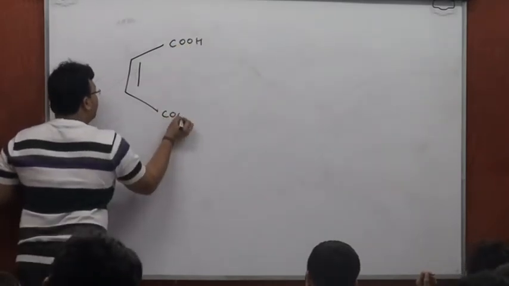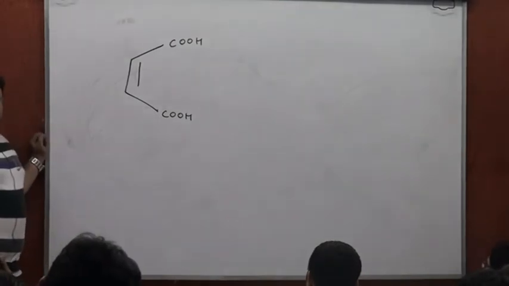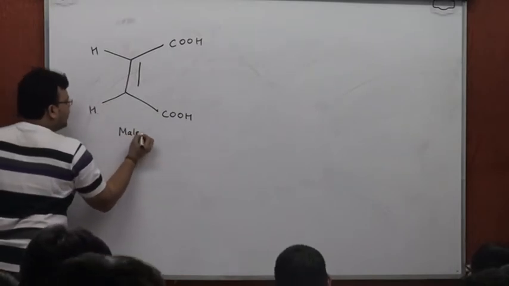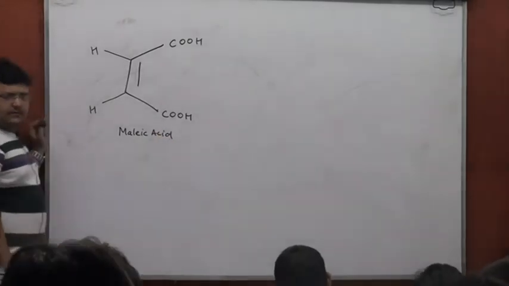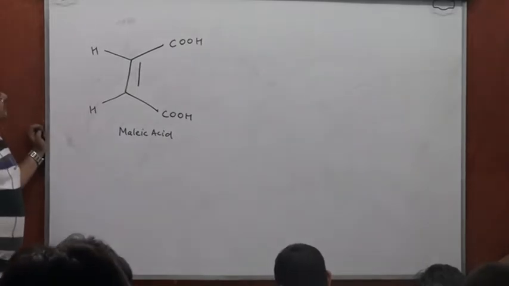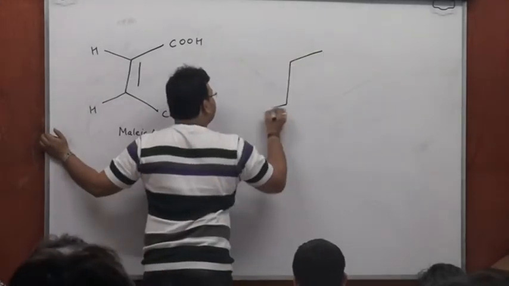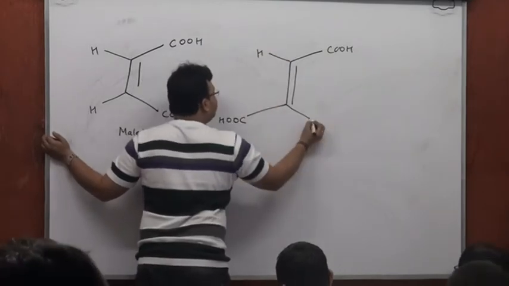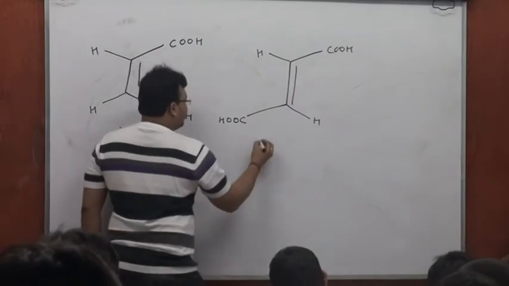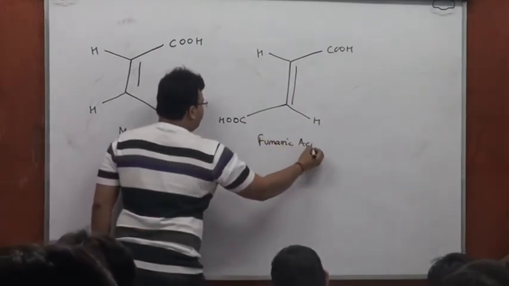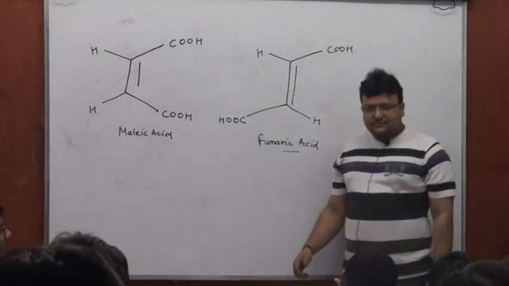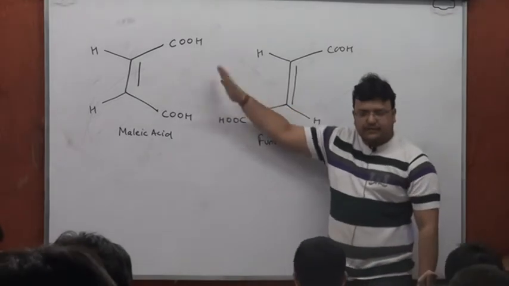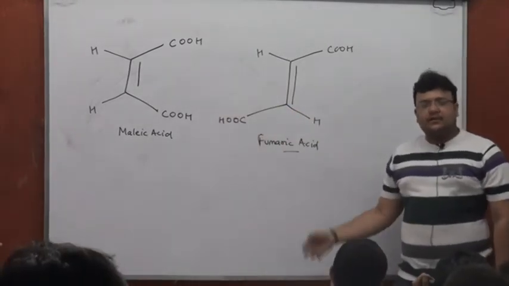Now, who will tell me how this molecule is commonly named? Well, it is called maleic acid. And the corresponding trans form is going to look like this. And what's this called? Fumaric acid. Now, how could you recall one isomer and not the other one? This is maleic acid and this is fumaric acid. Same formula. The cis isomer is called maleic acid. The trans isomer is called fumaric acid.